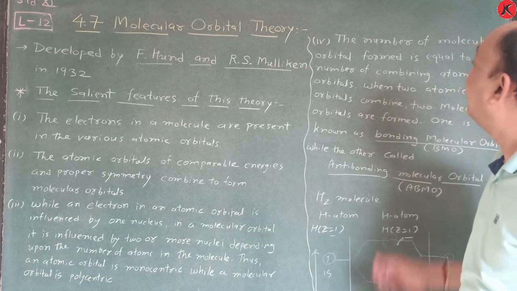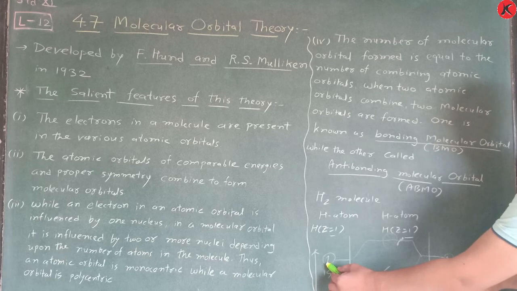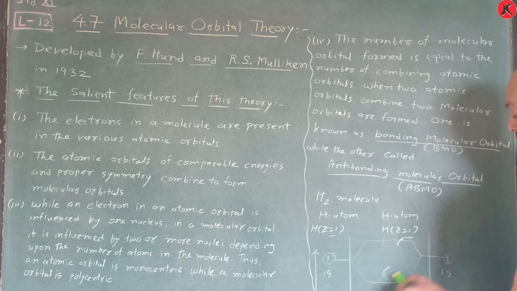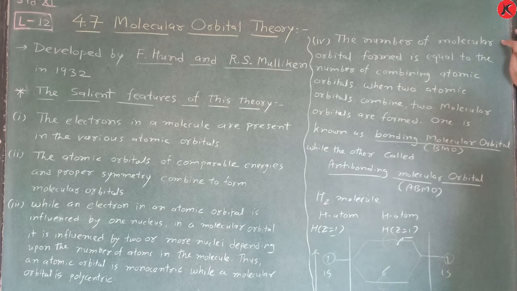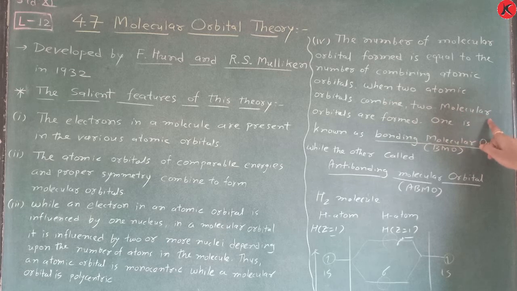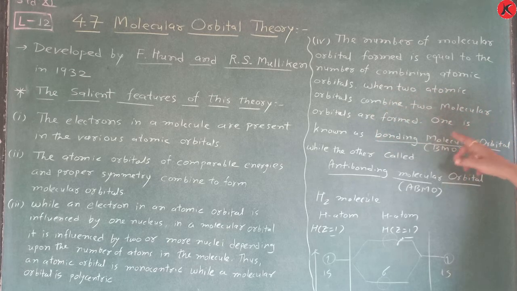Remember this one. Fourth one, the number of molecular orbitals formed is equal to the number of combining atomic orbitals. Just see, this is atomic orbital, this is atomic orbital. So here how many? 1 and 1. That's why. Okay. So the number of molecular orbitals formed is equal to the number of combining atomic orbitals. When two atomic orbitals combine, two molecular orbitals are formed.